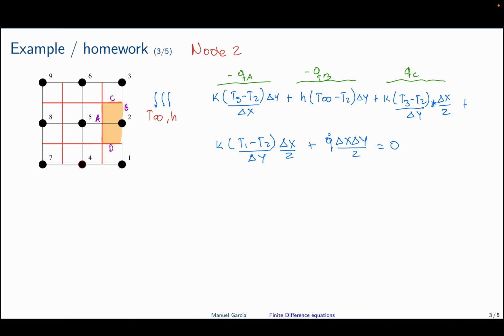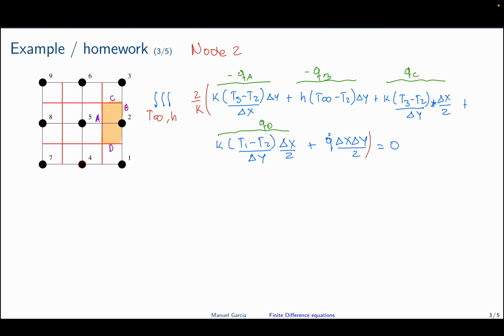So for the sake of labeling everything, that will be QD, and this is the heat generated. The last one is the heat generated. Now to simplify, we can multiply the whole equation by 2 and divide by K, so as to get rid of the denominators here.